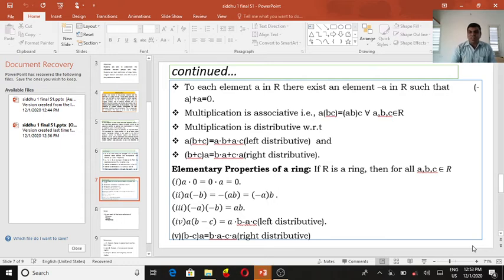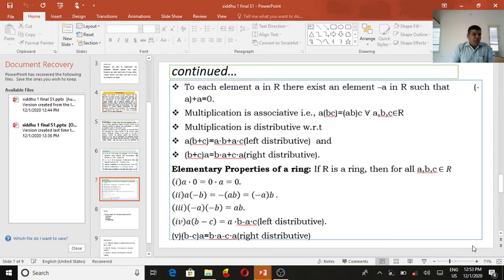Similarly, we can do it the other way. We can write minus a plus a of b. Instead of 0 we can write minus a of b plus ab, which is equal to 0. I take this to the other side: minus a of b equal to minus ab. I can prove this in a similar manner, a simple proof.